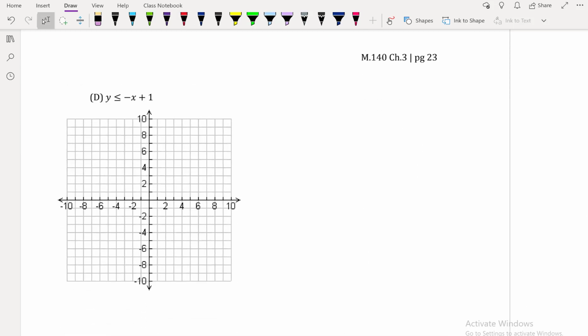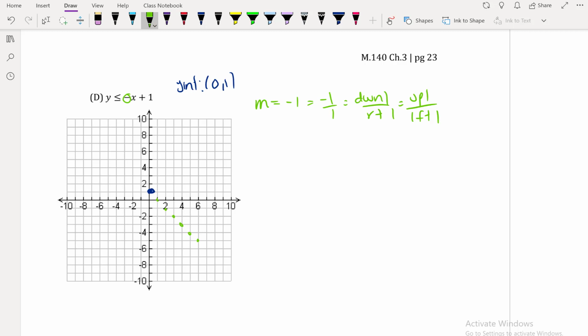So let's look at one more example. So here I have my y-intercept at 0, 1. I can see my slope as a negative 1. So that's going to be negative 1 over 1. Or better yet, down 1, right 1. Or up 1, left 1. So if I go down and to the right, this is what my graph is starting to look like. Or I can go up 1 and to the left 1. So that's what it looks like.